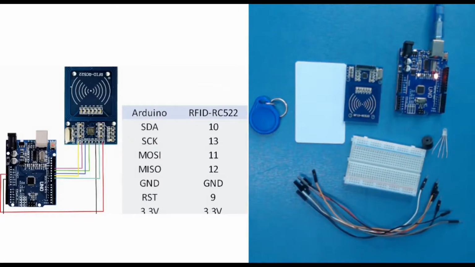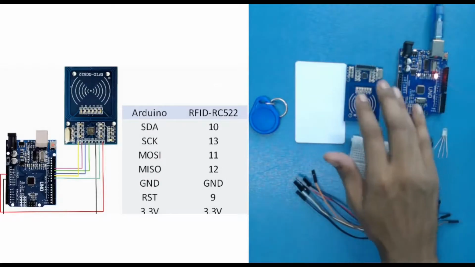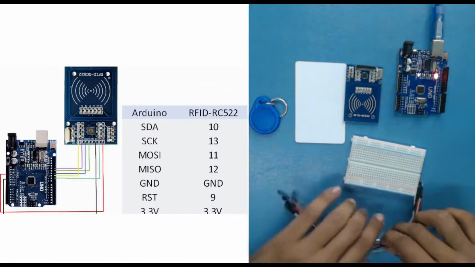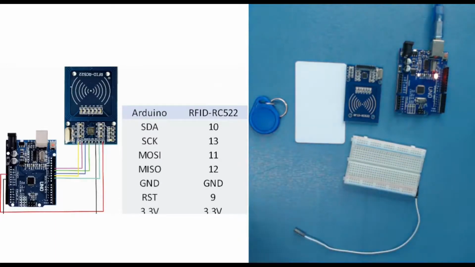On my left hand side, you can see that we have our Arduino and RFID reader, as well as some pins written over there that are for the connection purpose. So let's start by making the connection. Let me use some jumper wires. Here we are going to use male to female jumper wires, and let's start from SDA.